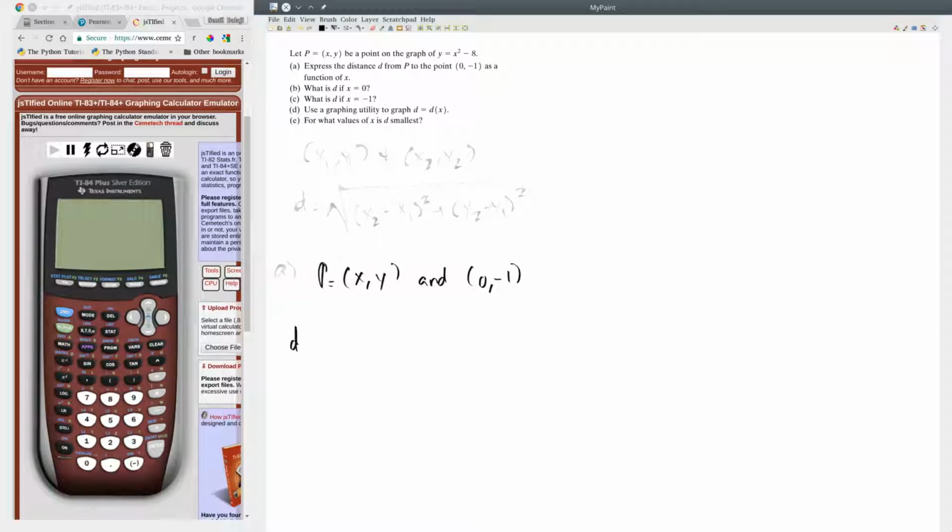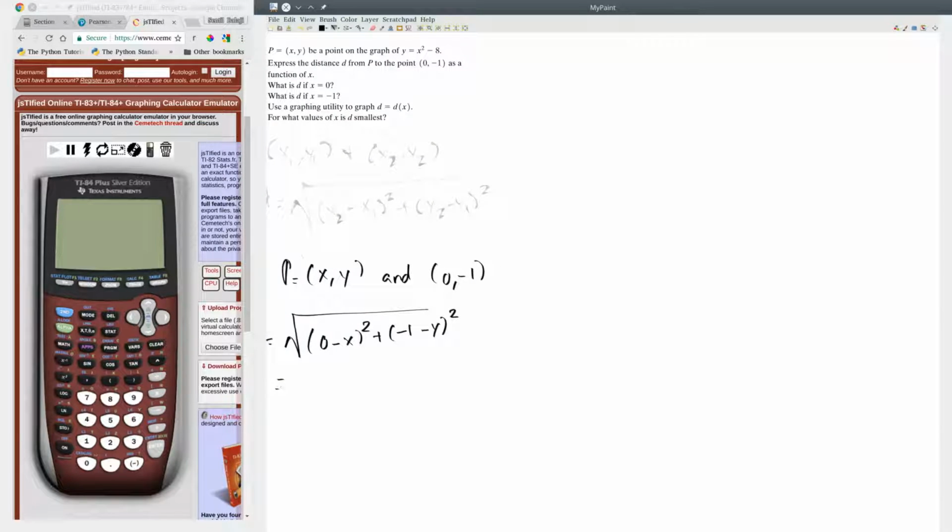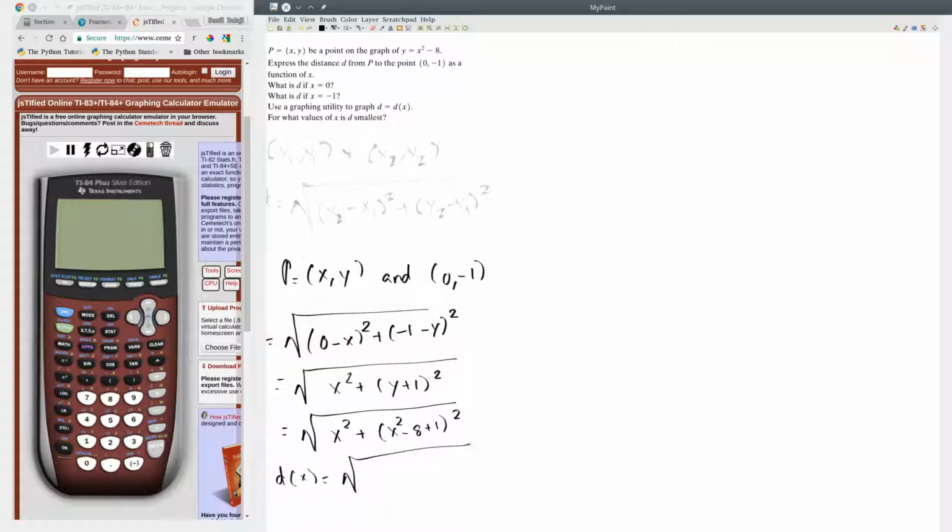So the distance would now be the square root of (x2 minus x1)... it should be (0 minus x) squared plus (y2 minus y1) squared, and we end up having the square root of x squared plus (y plus 1) squared. Now since we want this distance as a function of x, we're going to replace y with the given equation there. So (x squared minus 8 plus 1) squared. So the function here for distance is the square root of x squared plus (x squared minus 7) squared.